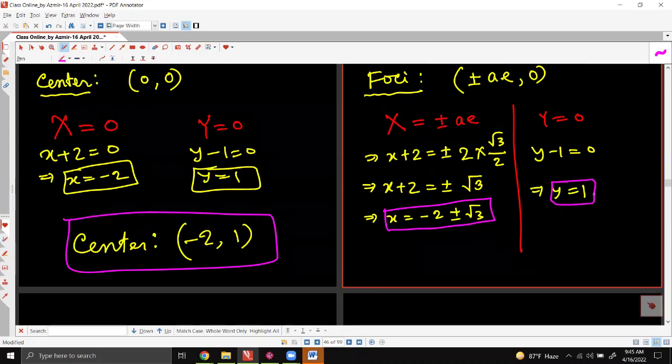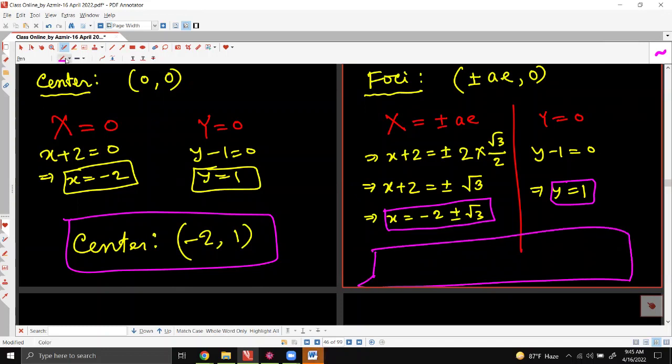So the foci will be at minus 2 plus minus root 3. This is x comma y. So you can find the decimal values. There will be 2 points, that is 2 foci. First will be for plus and the second will be for the minus. Okay, so foci have been found.